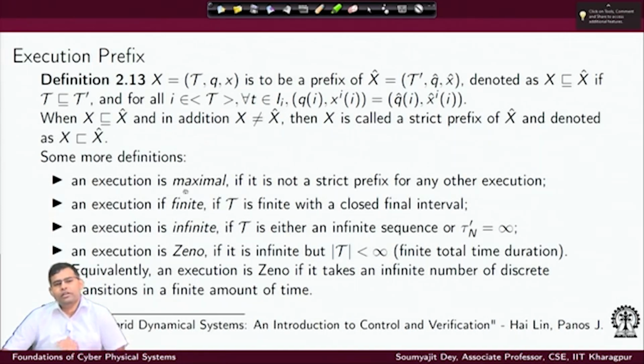Just to repeat, it is maximal if there is no larger sequence. It is finite if I have a finite number of these intervals where it is staying in different locations. It is infinite if this index set is infinite, that means I have an infinite sequence of intervals. It is Zeno if I have an infinite sequence of intervals, but their total time elapsed is finite, that is the Zeno situation. So, for Zeno it has to be infinite, but the total time elapsed is finite. And in a normal non-Zeno case, the execution is infinite if both are infinite, that means the total number of intervals is infinite and the summation of the intervals is also infinite, the total time elapsed is also infinite.